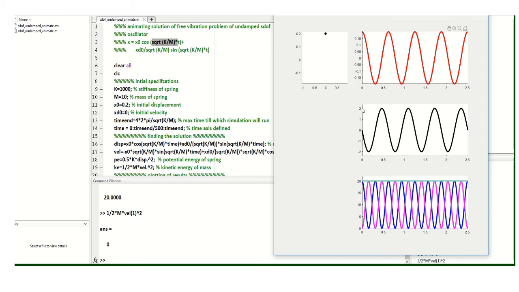Okay, so when velocity is maximum, displacement is 0, and hence there is no potential energy, but the kinetic energy is maximum. So this way, these two energies, potential energy and kinetic energy, will keep on shuttling, and there will be give and take between these two energies. Whatever potential energy is getting lost, that much amount of kinetic energy is being gained.